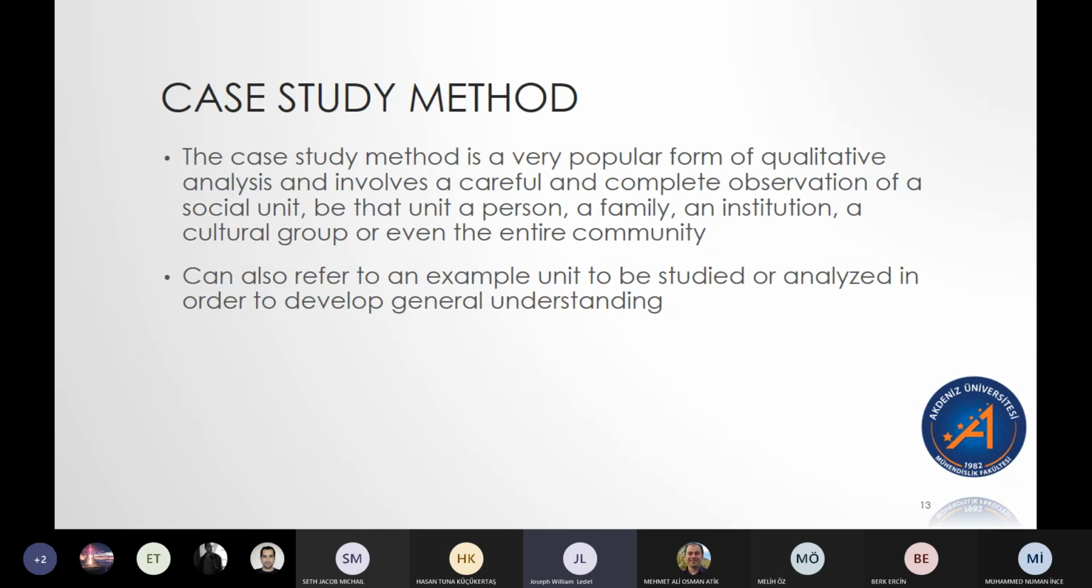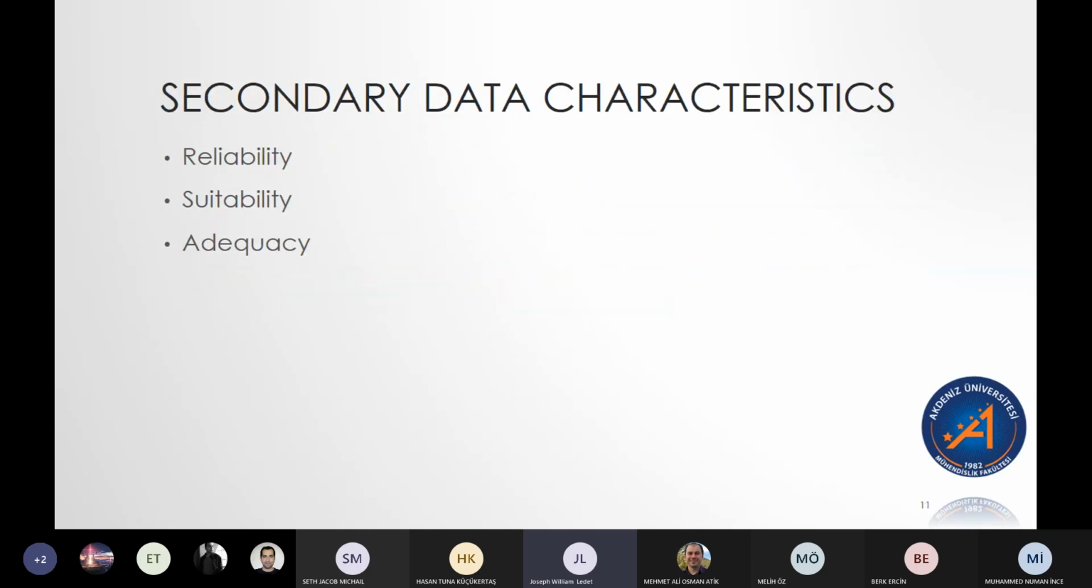Okay. All right. So, like I said, I wanted to open this up. We've got about 10 minutes until our normal break time. So, Seth, you had mentioned that you used a lot of secondary data, and you found these three, the reliability, suitability, and adequacy, very important. So explain, how did you ensure these things, and how did you check for these things?